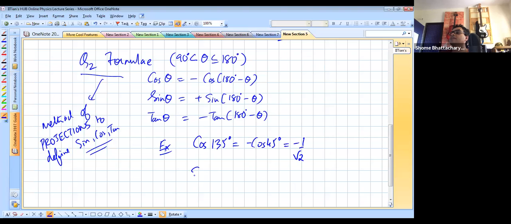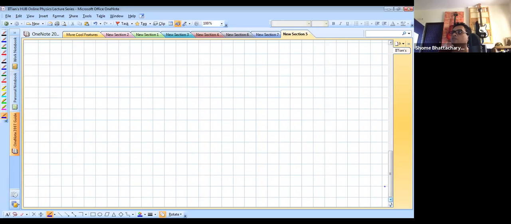But for example, sine of, let us say, 127 degrees will become positive of sine 53 degrees. So that will be positive of 4 by 5. So these are just two quick examples of how we use these formulae. Now let us look at an example where we are going to directly use this formula for calculation of a vector problem. So let's look at a vector relation problem. For example, we are given some vectors in relation to an XY system like this.